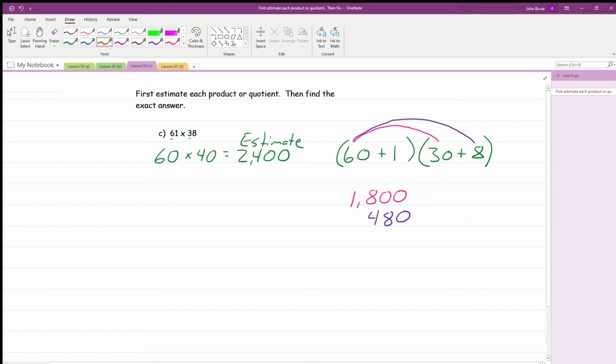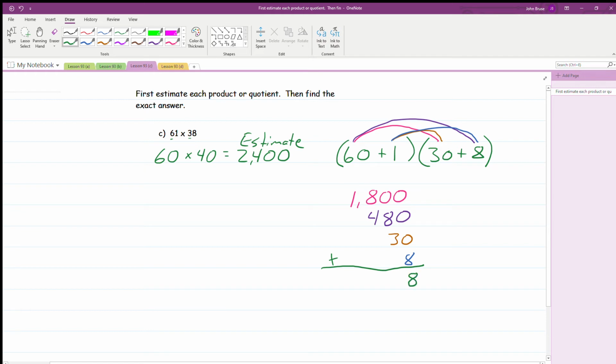We're going to do 1 times 30, and that is 30. And then we'll do blue for the last one. 1 times 8 is 8. And then we're going to add these all up. And we've got 0 plus 0 plus 0 plus 8 is 8.